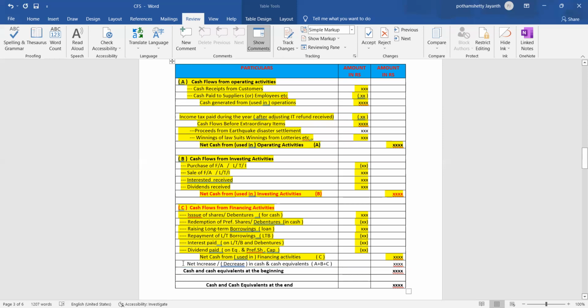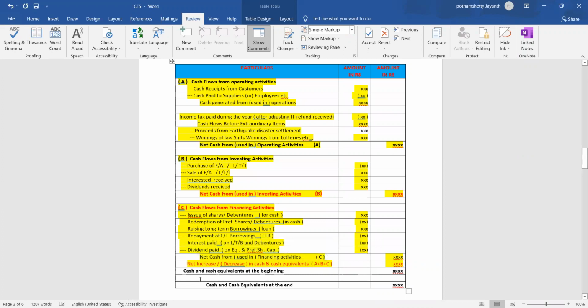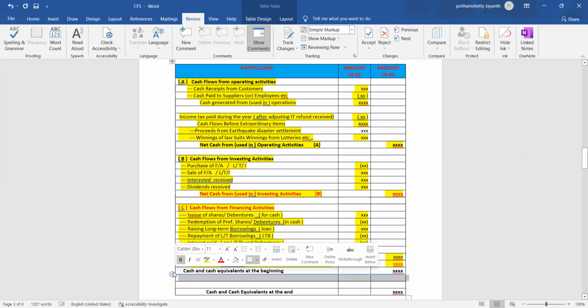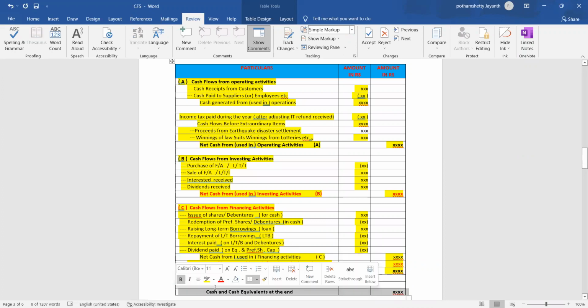So lastly, what we need to do, we need to add cash flow from operating activities, A. Okay, B cash flow from investing activities, C cash flow from financing activities. If you add all these three things, you will get net cash increase or decrease. A plus B plus C you will get here. To that we need to add opening cash and cash equivalents, that means cash and bank balances. If you add, you will get closing cash and bank balance as cash and cash equivalents at end.